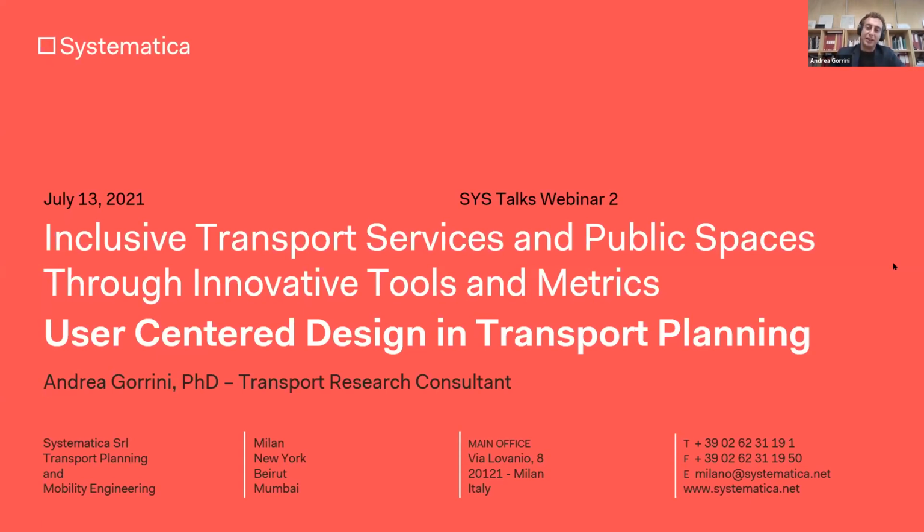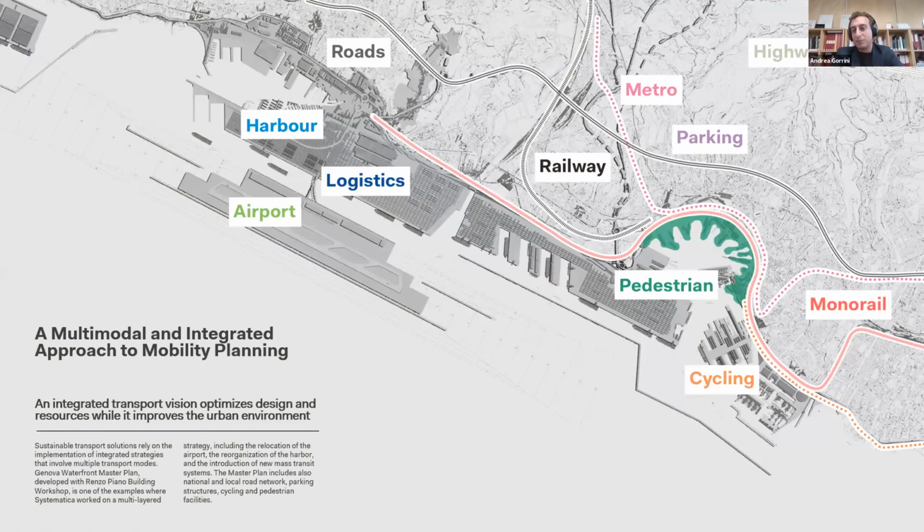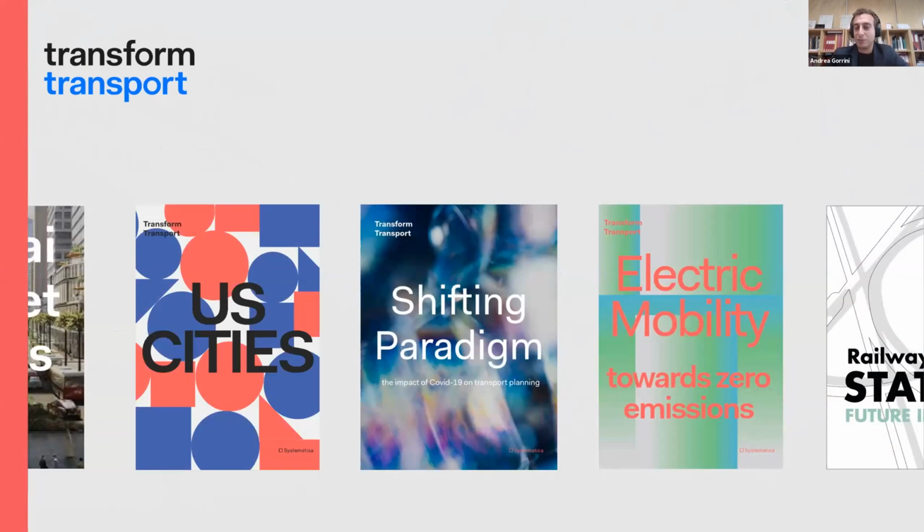As you probably know, Systematica is a transport planning and mobility consultancy. We are based in Milan, and our approach is focused on mobility as a service. We use a multidisciplinary approach, trying to tackle different problems and issues related to a sustainable but also inclusive approach to transport planning. We also have an internal research unit, which is called Transport, which is producing a series of publications. You can see here some examples of these publications, which are fully available from our website. I invite you to check these publications, which are truly interesting. The very last one is focused on the impact of the COVID-19 pandemic on urban mobility.